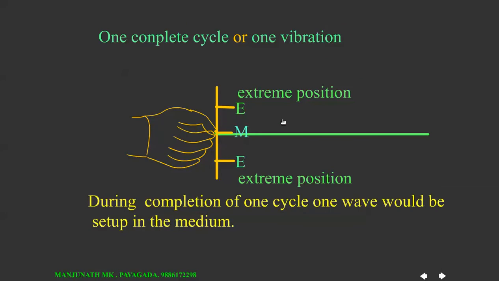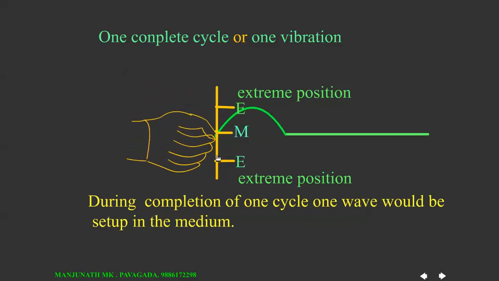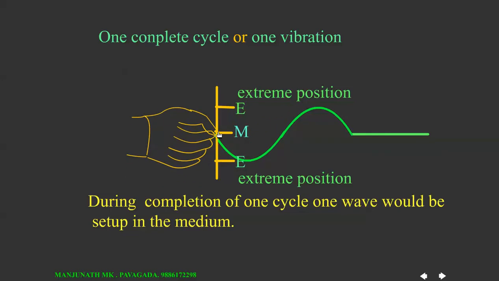Now let us know about period. So look here, it completes one cycle in a certain time. This time is known as period. That is, time taken by the particle to complete one cycle or one vibration is known as period. In one period, one wave is generated. In one period, the disturbance is propagated through this distance, and this is known as wavelength. So this is about frequency, period, wavelength, and amplitude.